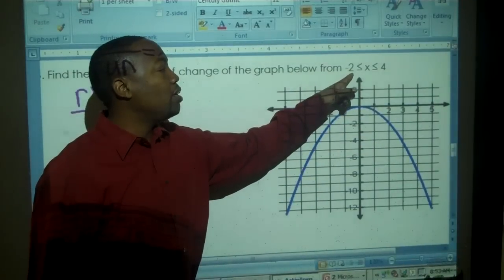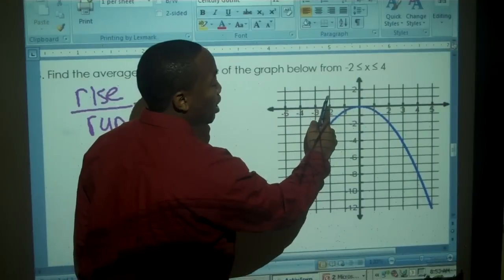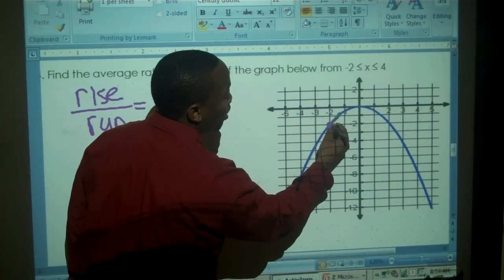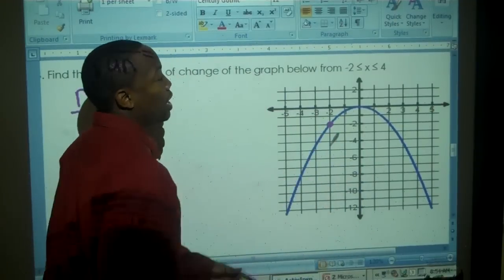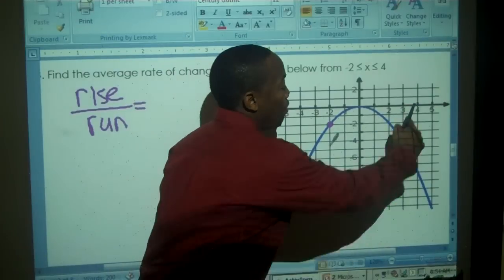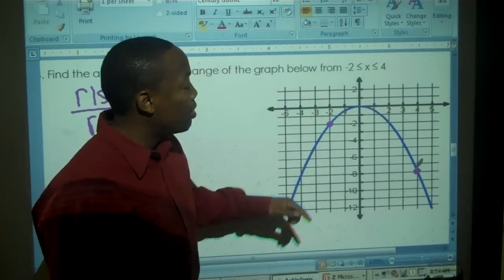We go where -2 is on the x-axis, which is right here, and we see where it hits the graph. It hits the graph right there. That's where it hits the graph. This graph right here, the blue graph. Now, on the 4, where does it hit the graph? It hits the graph right here. And we have to figure out a spot where it hits the graph.